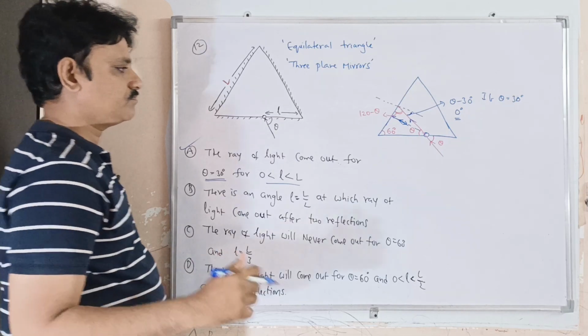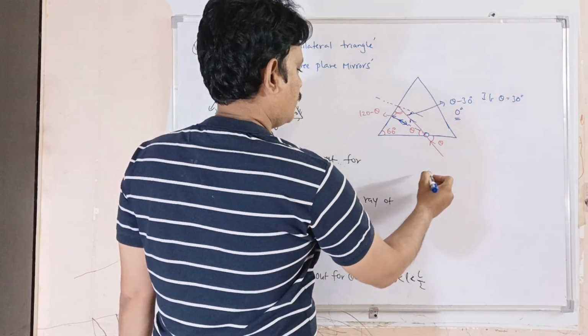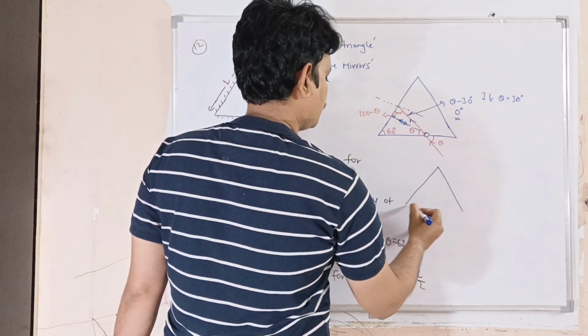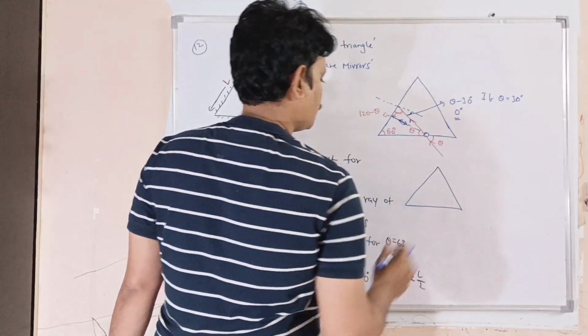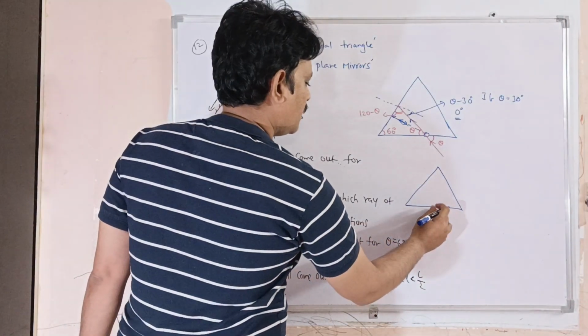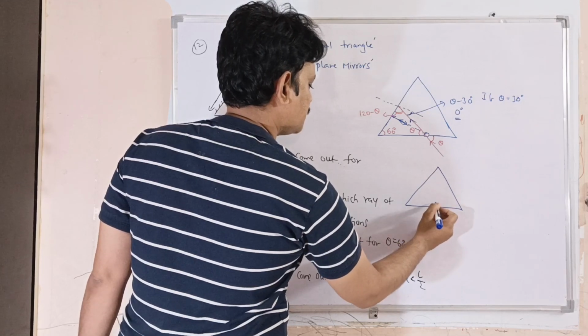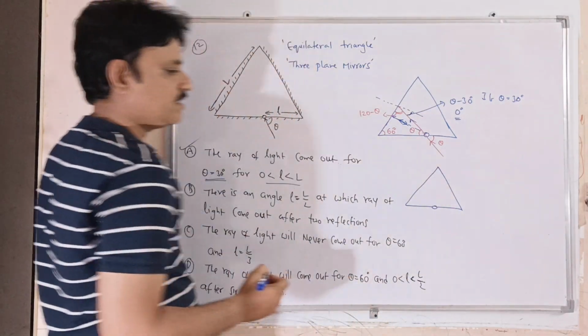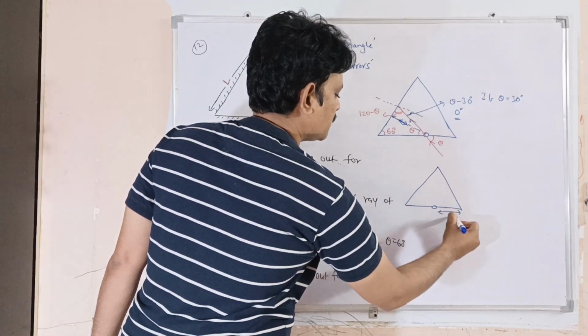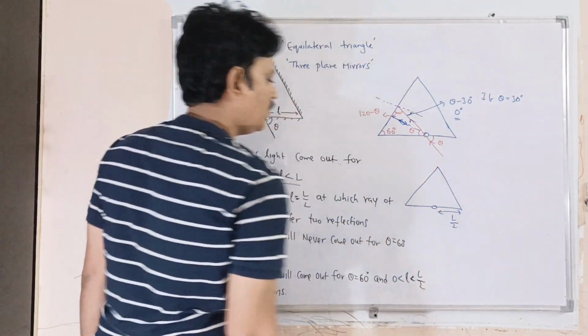And see, if you observe the second one, there is an angle at l is equal to L by 2. l is equal to L by 2 means this is the position, students, and this is the position, because here the small l length is nothing but capital L by 2.